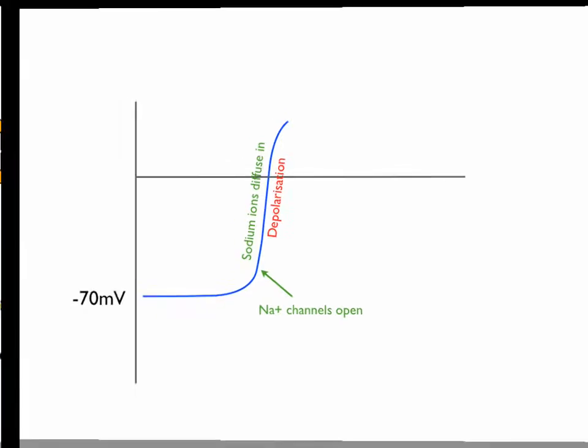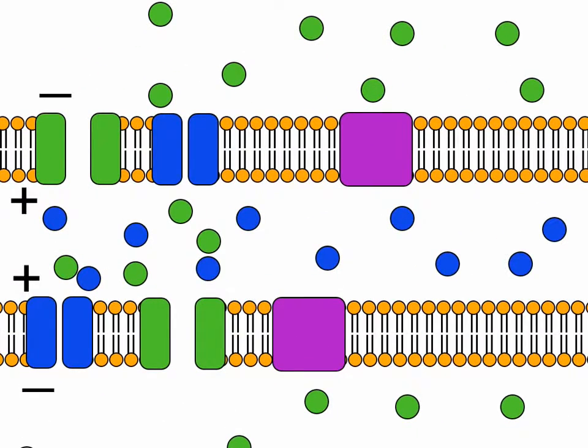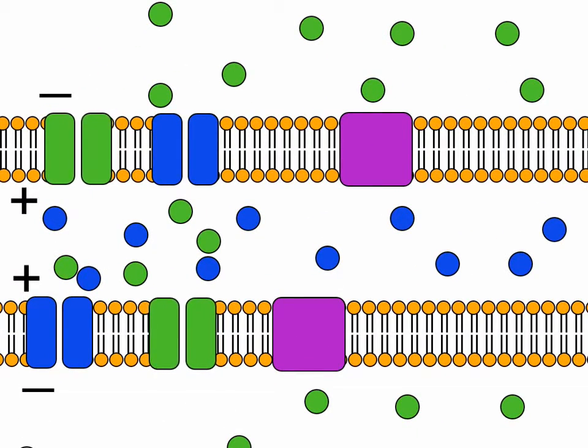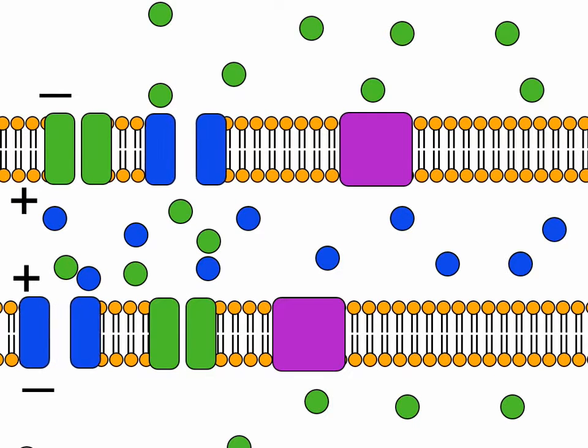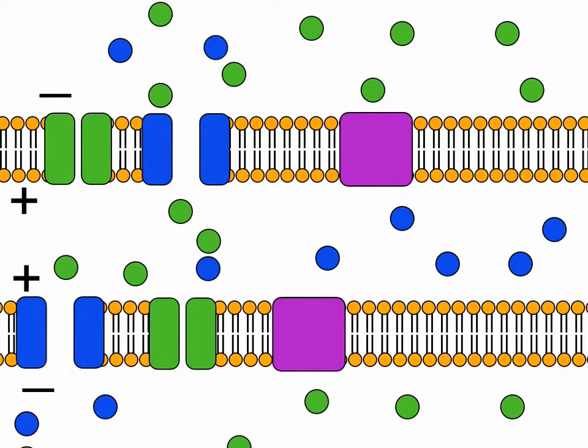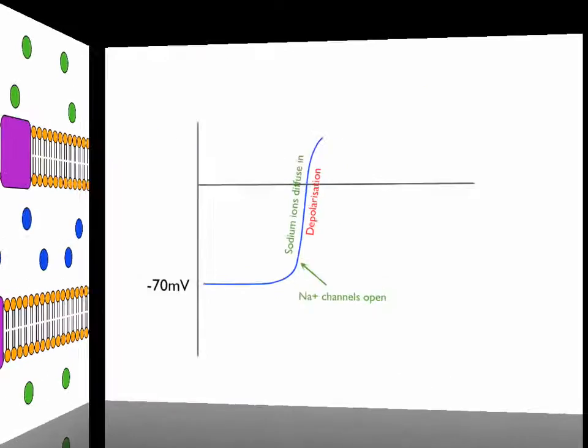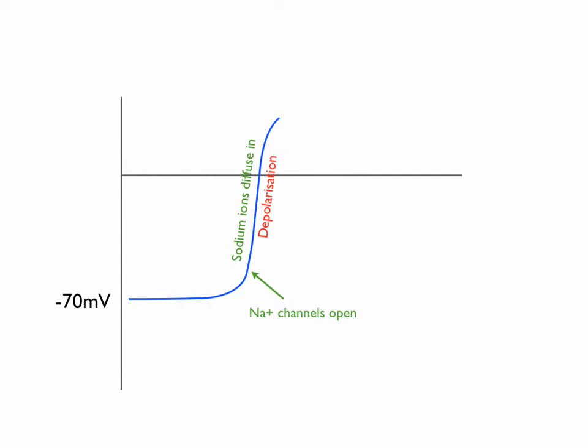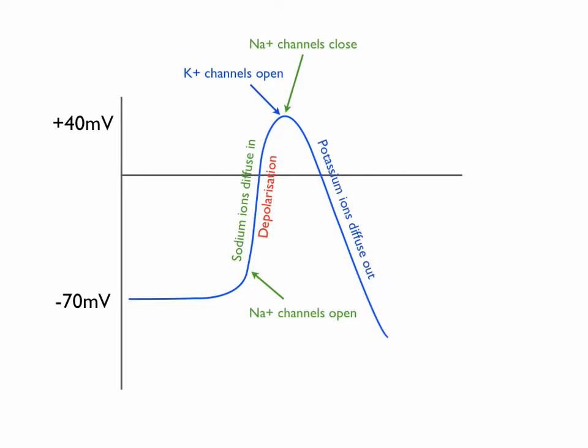Looking back at our neuron, the sodium channels are now closed, and potassium channels will allow potassium ions to diffuse out of the cell. This swaps the polarity of the membrane again, so that the inside is now more negative than the outside. And we can see on the graph that depolarization generally reaches around plus 40 millivolts before these potassium channels open. As potassium ions diffuse out, this causes repolarization of the membrane, as the inside becomes more negative again.